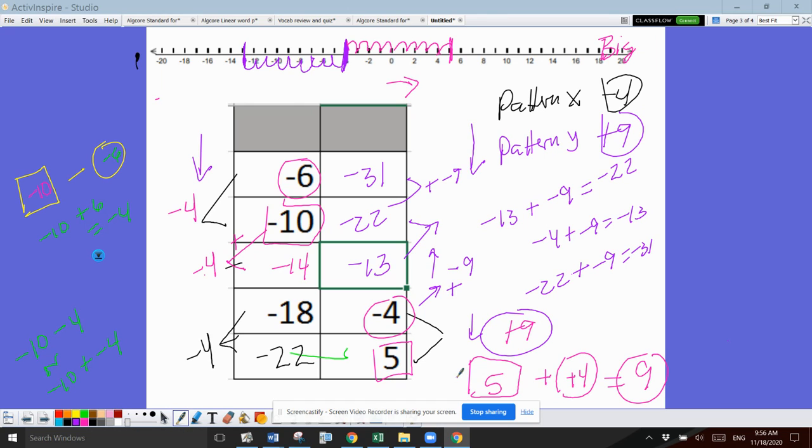Remember, when you are writing patterns, to write the patterns as -4 or +9, so that we know that you're going up or going down. Okay, going up or going down.